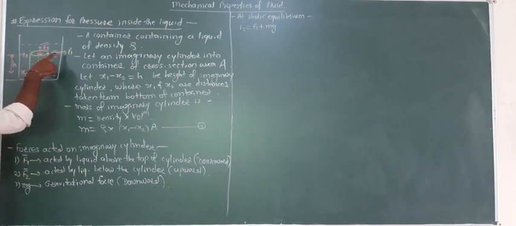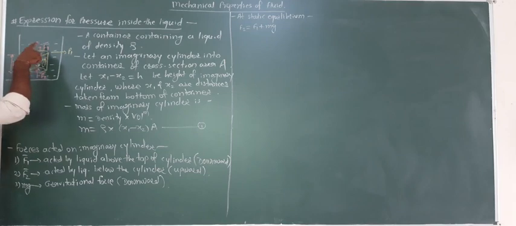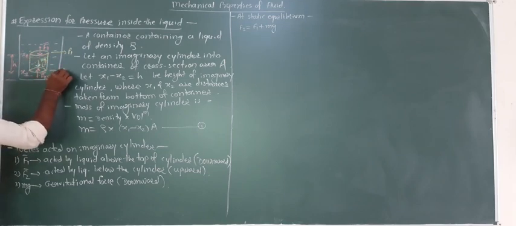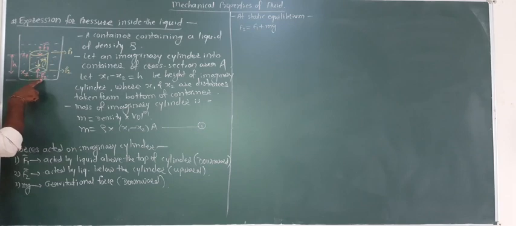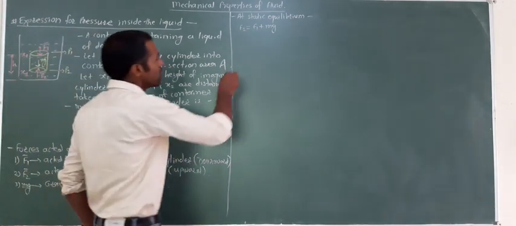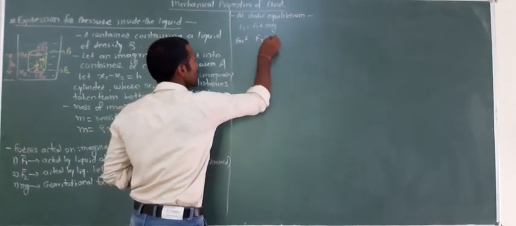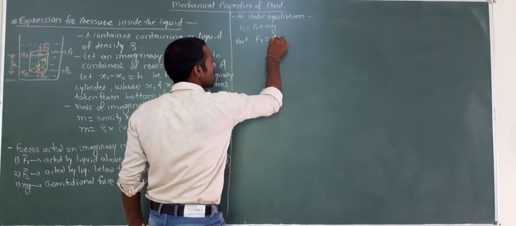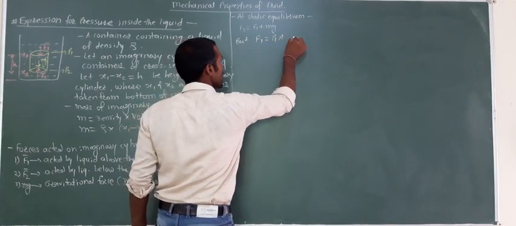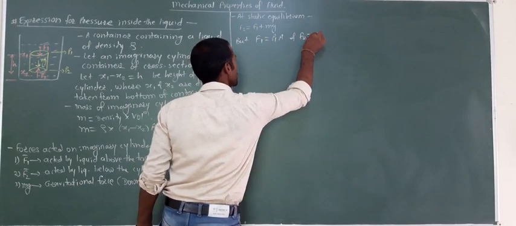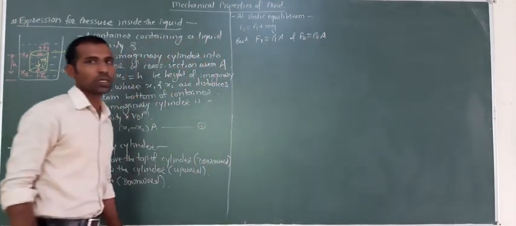Due to this force, pressure P1 acted, force per unit area. Due to this force F2, the pressure P2 acted, that is also force per unit area. Now, F1 is equal to P1 into A, and F2 is equal to P2 into A.